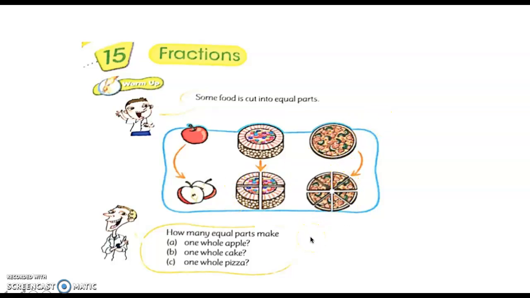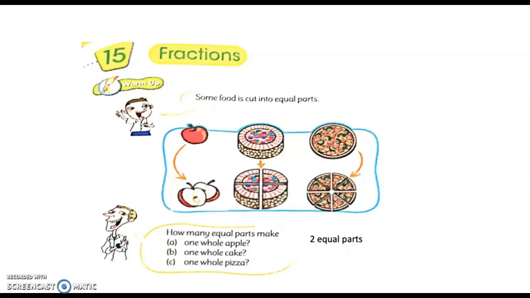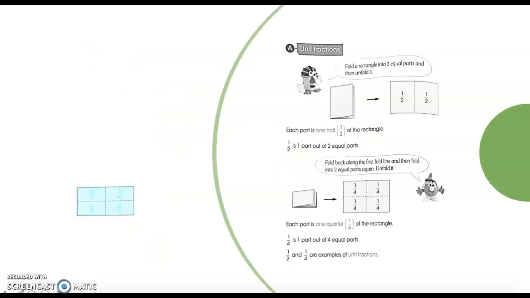The most important point here that you have to remember is that all of them are cut into equal pieces, right? So there are 2 equal pieces for apple, 4 equal pieces for cake, and 8 equal pieces for pizza, right? So one whole apple will be made out of 2 equal parts, right? Pieces is parts, right? Now the cake, one whole cake will be 4 equal parts, right? And the one pizza will be 8 equal parts, right? Isn't it? The other thing that you should learn from this topic is how to write a unit fraction.